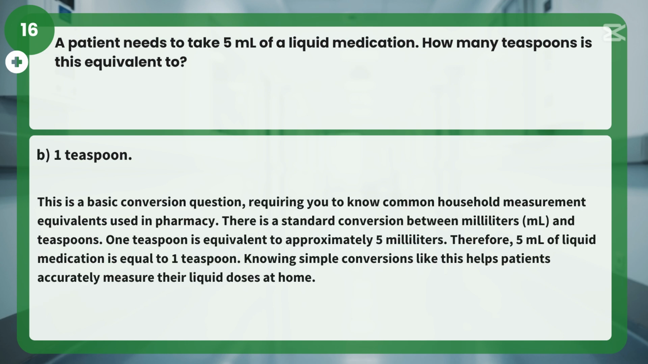Answer B. 1 teaspoon. This is a basic conversion question, requiring you to know common household measurement equivalents used in pharmacy. There is a standard conversion between milliliters, mL, and teaspoons. 1 teaspoon is equivalent to approximately 5 milliliters. Therefore, 5 milliliters of liquid medication is equal to 1 teaspoon. Knowing simple conversions like this helps patients accurately measure their liquid doses at home.